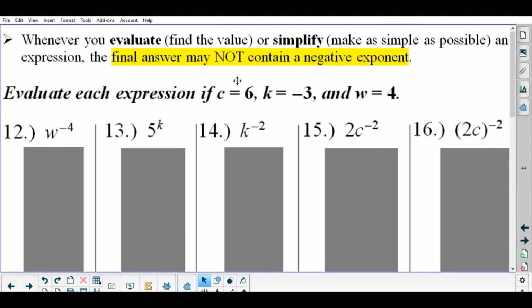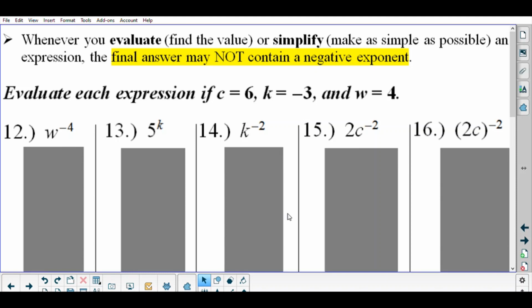All right. Little side note that I have for you here on the middle of the second page, which I have here at the top of the slide. Whenever you evaluate, which means find the value of the problem, or when you simplify, which means make it as simple as you possibly can, whenever you do those kind of directions with an expression, the final answer may not contain a negative exponent. You probably never knew that before because I never had to teach you that before because we never dealt with negative exponents before.